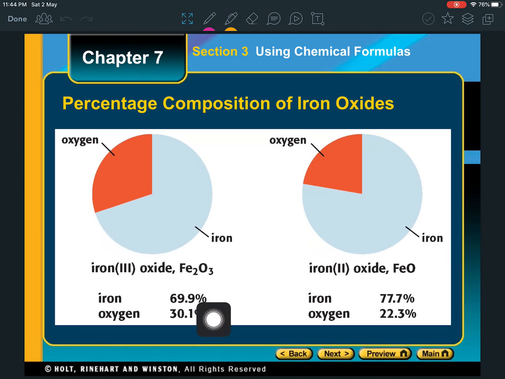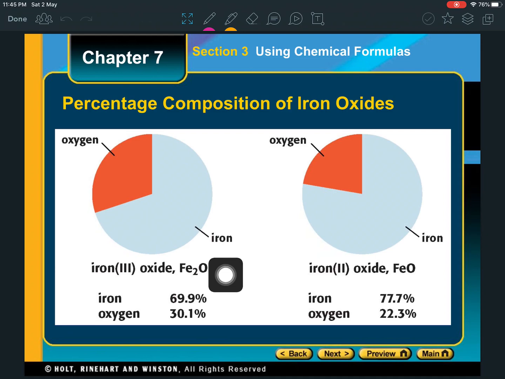And you can see that these numbers in total, 69.9 plus 30.1, will total up to 100%. So throughout these examples, you are always trying to get a total answer of 100%. It's not always going to be perfect. Sometimes you'll get 99.9%, but that's close enough.